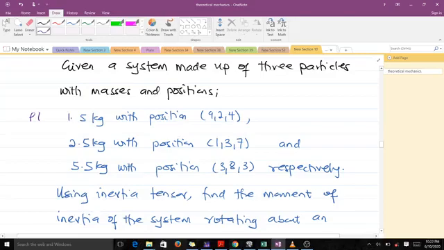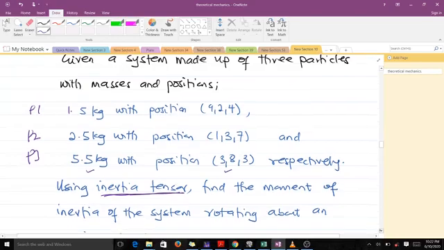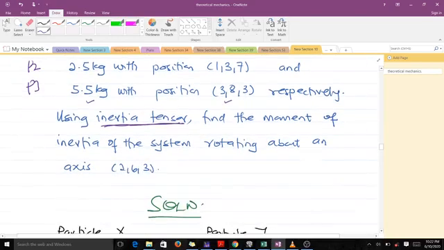Then we have this position, and this for particle 2, this for particle 3. So we can see the mass and the position for particle 3. So using the inertial tensor, know that this is the important keyword here, the inertial tensor. We have to find the moment of inertia of the system rotating about an axis n.